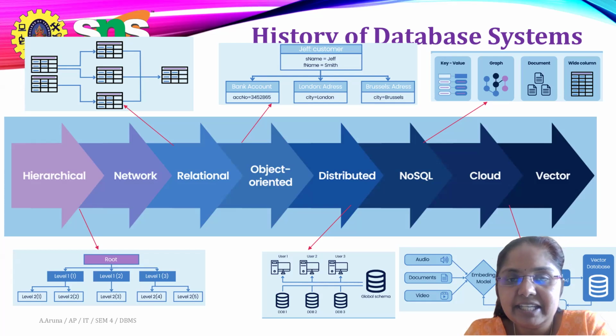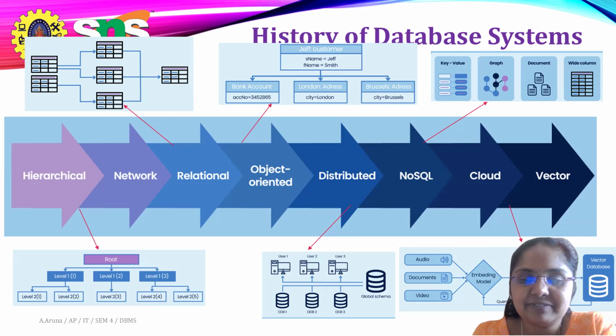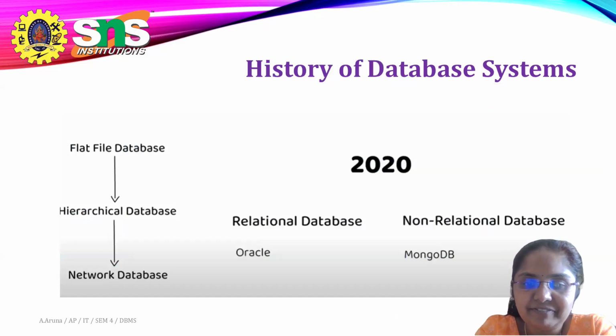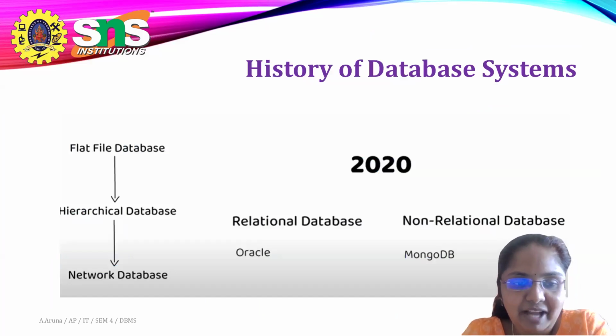So these are the various histories of database systems. It started from hierarchical, then moved to network, relational, object oriented, distributed, NoSQL, cloud. Nowadays we are in the vector type. So the flat file can be converted into hierarchical, and hierarchical can be converted into a network database.